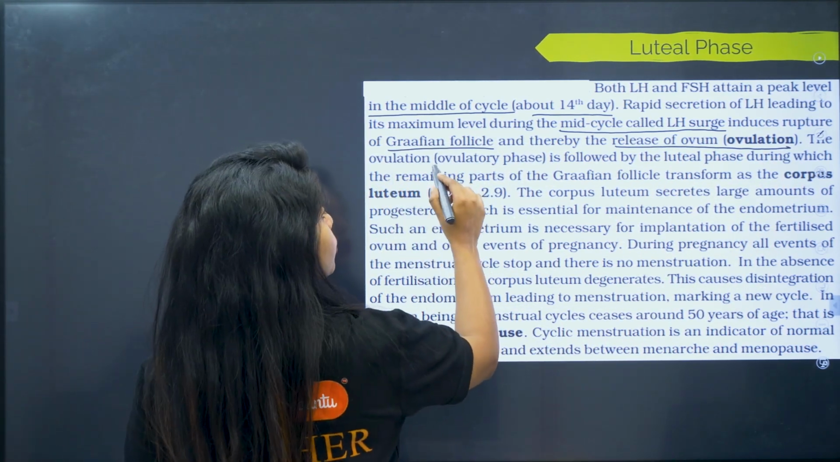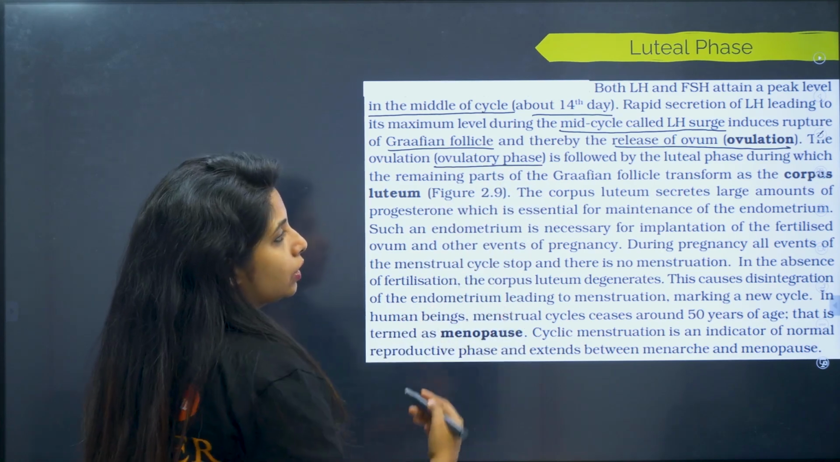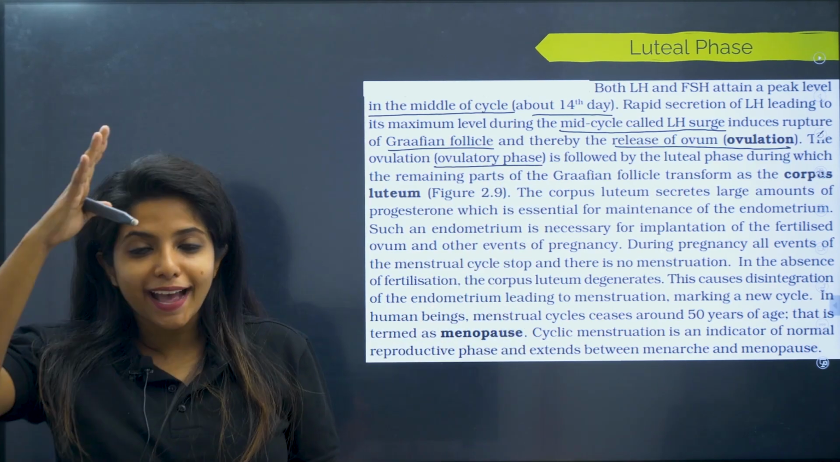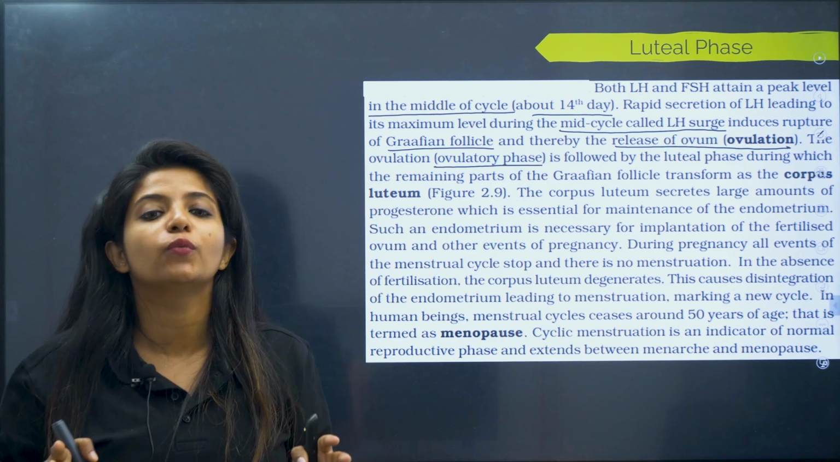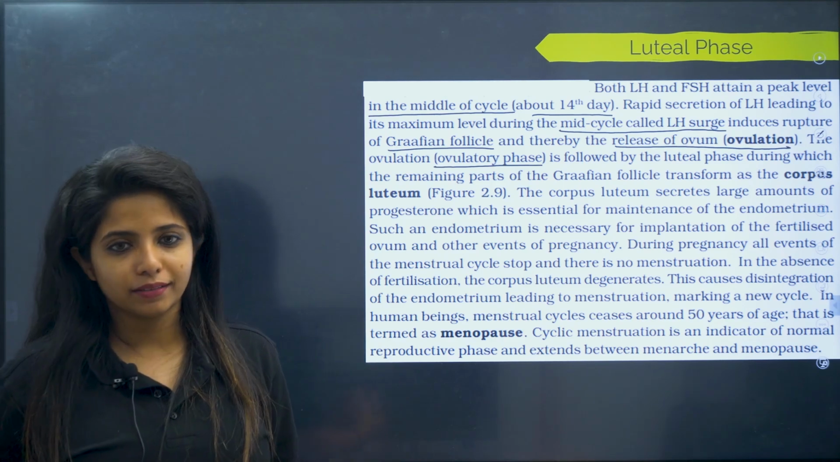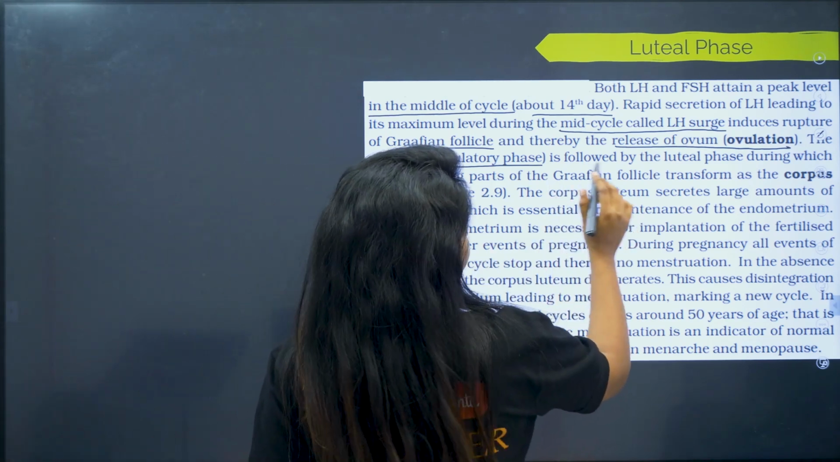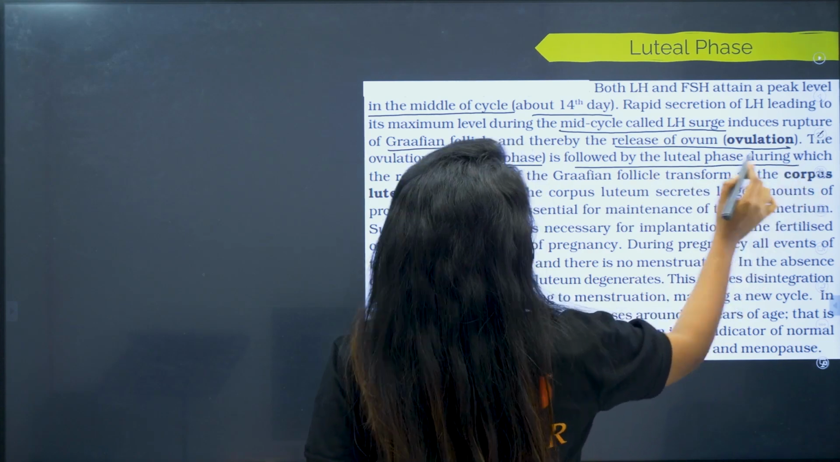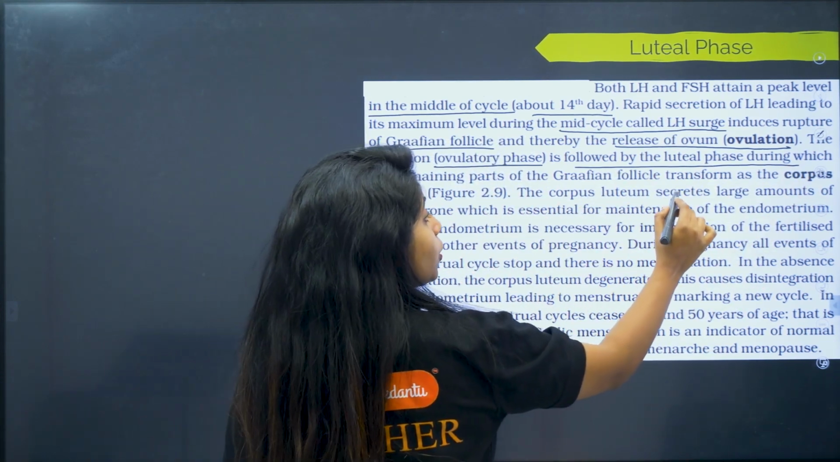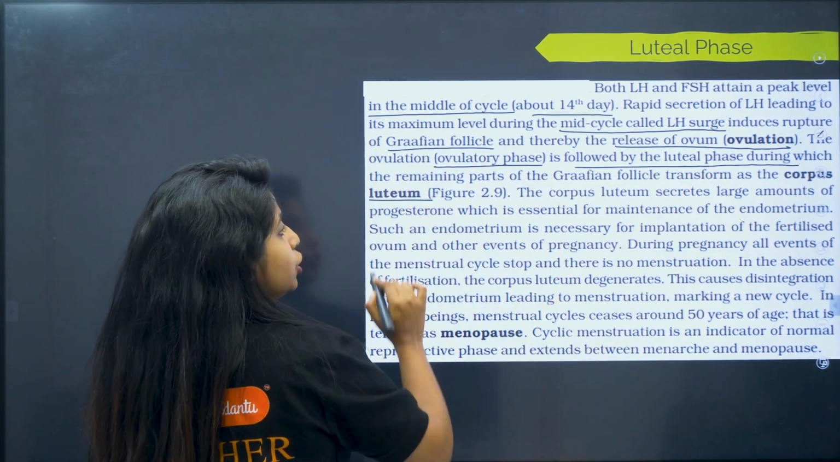The ovulation or the ovulatory phase is followed by the luteal phase. So in between the follicular phase and the luteal phase, there is a phase which is known as the ovulatory phase, where the ovulation is happening. Okay, followed by the luteal phase, during which the remaining parts of the Graafian follicle transform into corpus luteum.